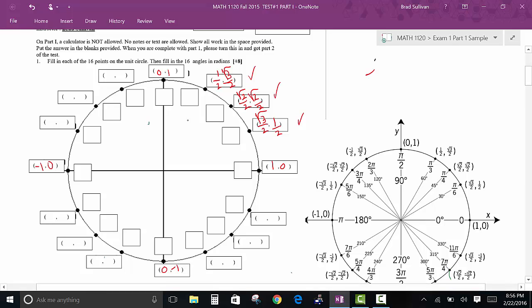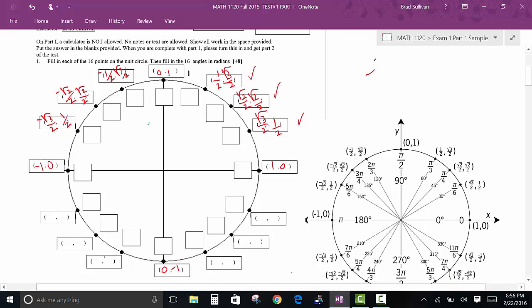And then what you can do to get the rest of these points, just move them over. So this point, when you move it over, the x value just goes to negative. So that'll be negative 1/2, square root of 3 over 2. This next point will be negative square root of 2 over 2, square root of 2 over 2. And then this point, move it over, the x value changes to negative, so that's negative square root of 3 over 2, 1/2, like that.